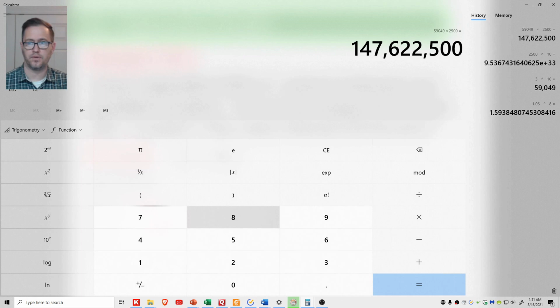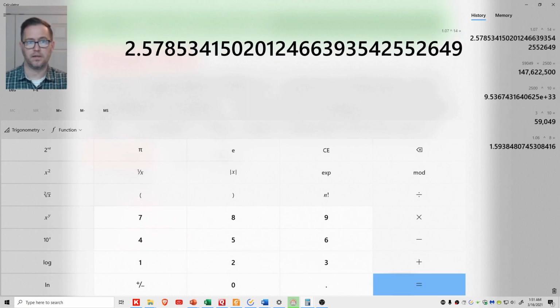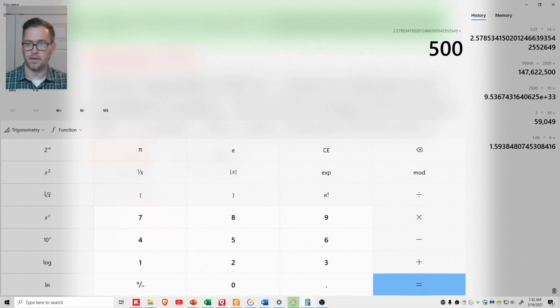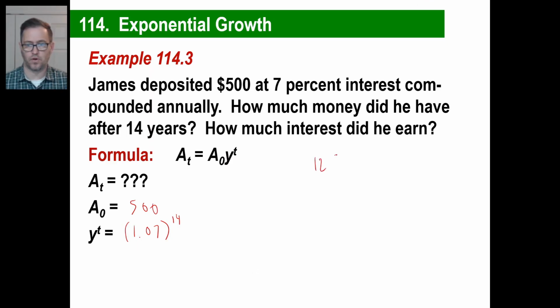Okay, so let's try it. So 1.07, and then we're going to use our x to the y power and go 14 equals, there we go. Now we're going to multiply this by $500. And there is his amount, $1,289.27, let's say. So that's his total now. So after 14 years, he has more than doubled his money. It used to be 500. He hasn't touched it.